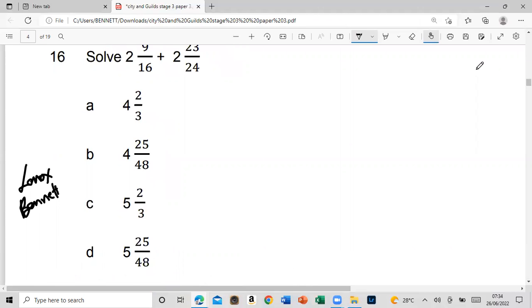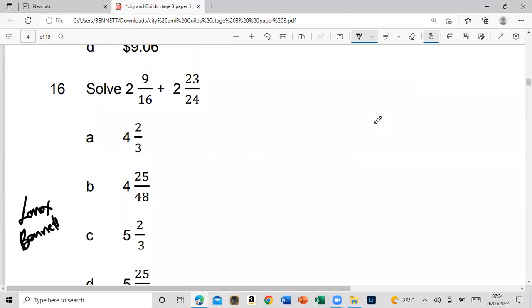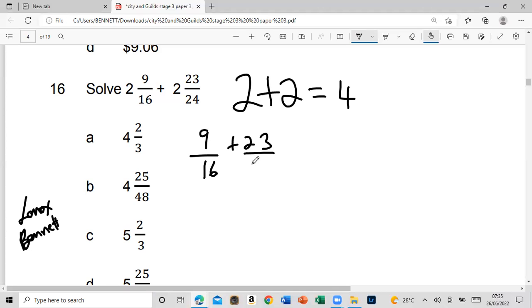All right, so we have this one now. I want you guys to see all the options. This one says solve 2 and 9/16 plus 2 and 23/24. We can't find the lowest common multiple yet, so this is how I'm going to do it. I'm going to add both whole numbers first, so this gives us 4, and then we add 9/16 and 23/24.